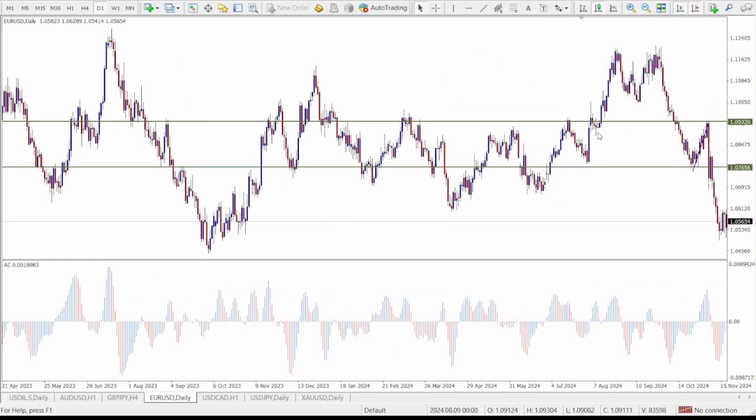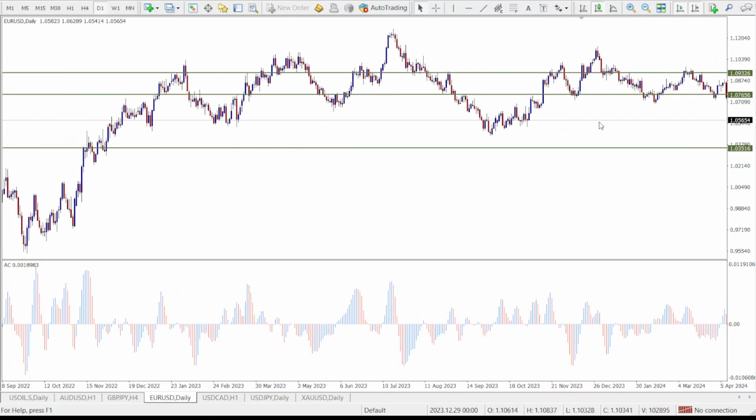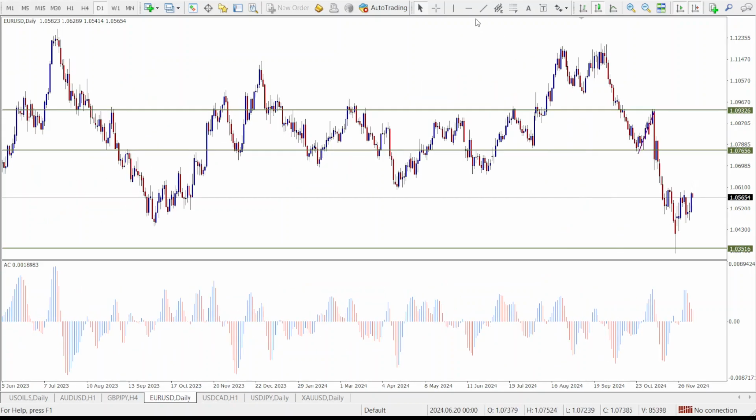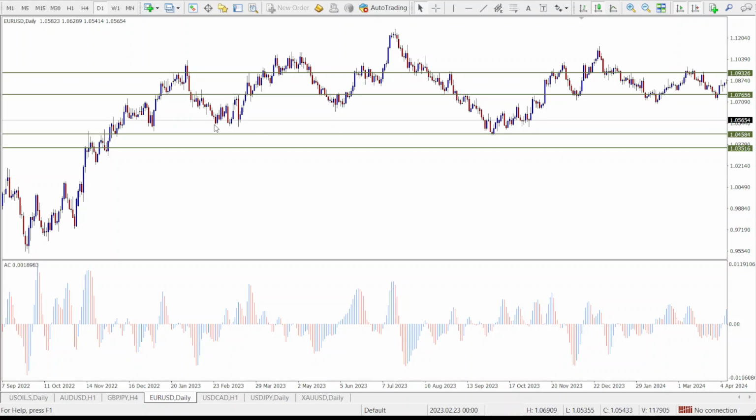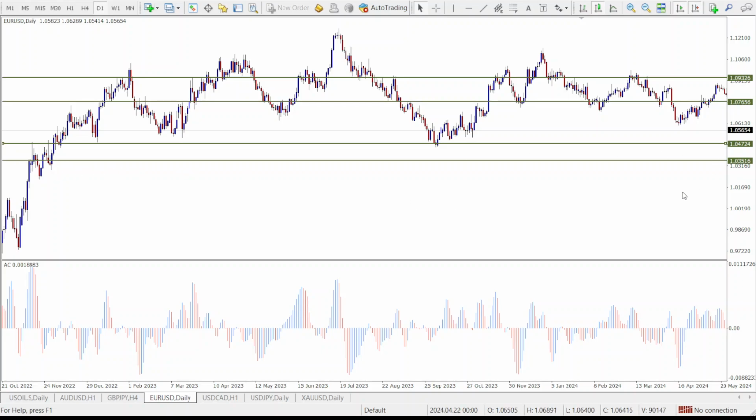Let's just zoom out a bit. Okay, we can see that we actually had a couple of support levels. We have a support level around here. As a result of the multiple rejections, we can see that we had a rejection around here, here, and here. So we had a support level here, and we had another support level here.